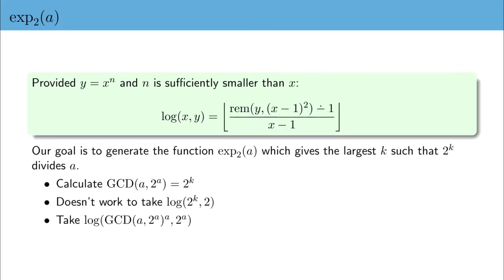What does work, though, and what the paper does, is to take the log of the GCD of a and 2 to the a, base 2 to the a. That GCD being, of course, our 2 to the k, so this is the log of 2 to the k, base 2 to the a. This gives us the same answer, k. But now we ensure that the answer k is smaller than the base 2 to the a, so that our log formula will actually work and give us the correct answer. So this is how we can generate the x sub 2 function.